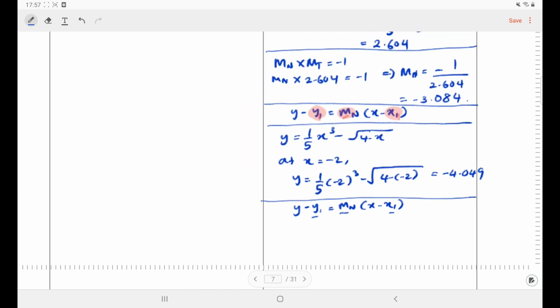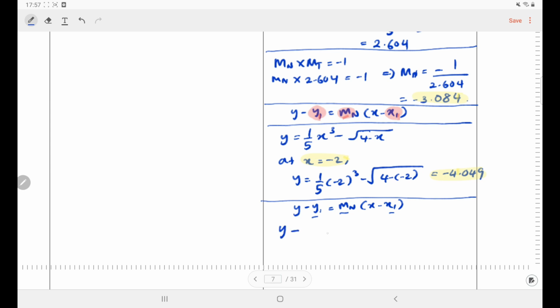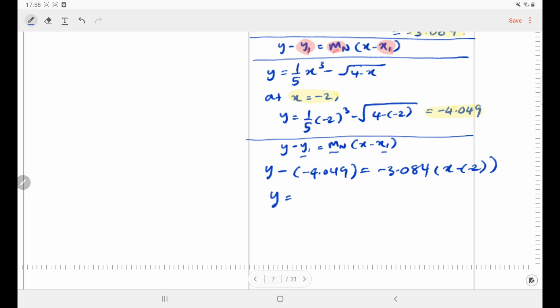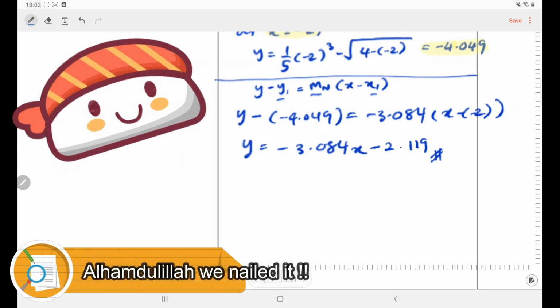Substitute everything that we found earlier. Okay, let's highlight it. Where did we get it earlier? Okay, this is our MN. This is our value of X, this is our value of Y. Okay, substitute everything. Y minus Y, negative 4.049. Okay, our MN is negative 3.084. Be careful to take MN. Okay, X minus negative 2. Okay, and then we have to rearrange. Rearrange, whatever needs to be expanded, we expand. Okay, like that. Okay, rearrange. Later you will get negative 119. So, this is the final answer for this equation.